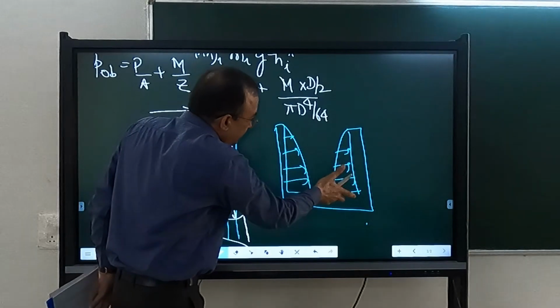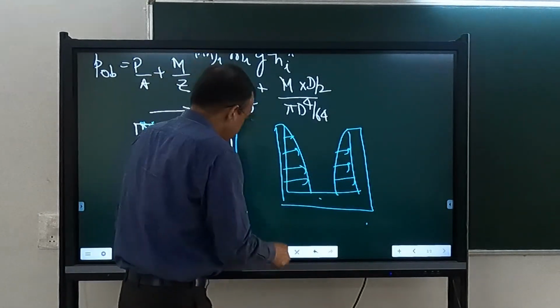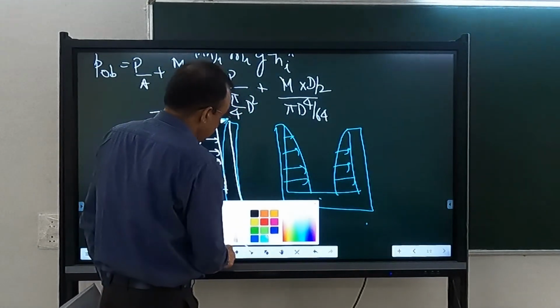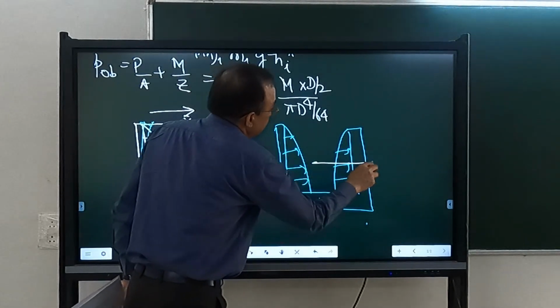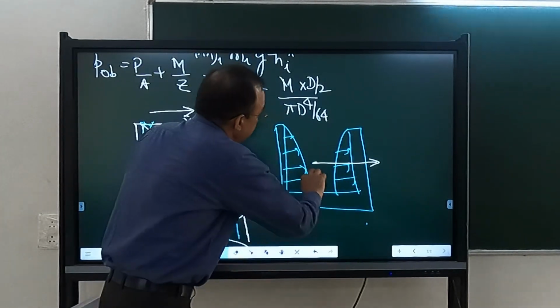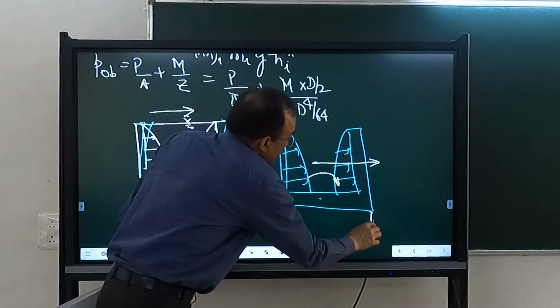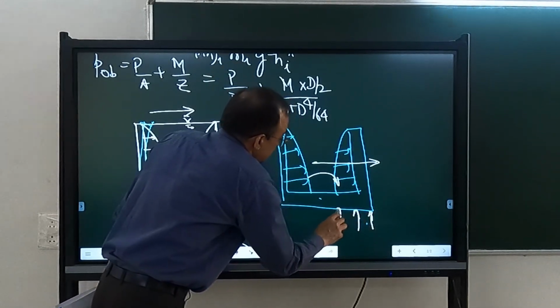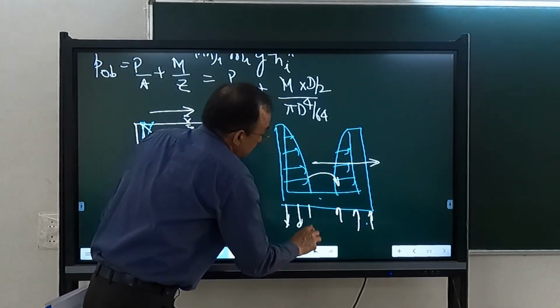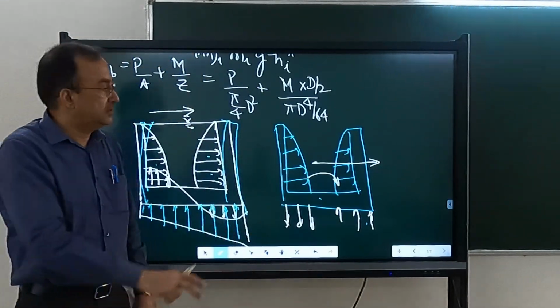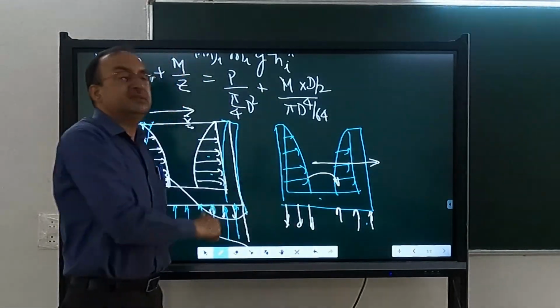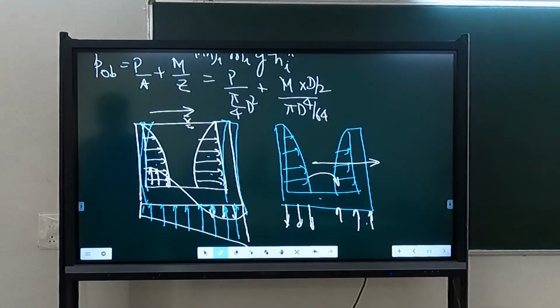Because of this it will try to overturn. So there will be a resultant force acting here. Due to that there will be an overturning moment, and due to that there will be pressure: compression on this side, tension on this side. That part you have missed.